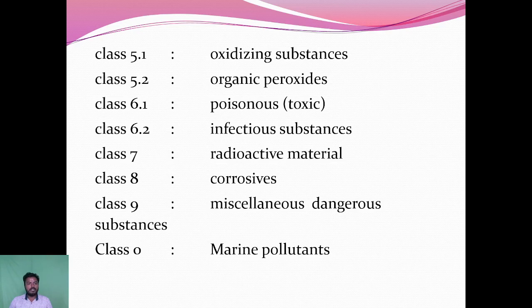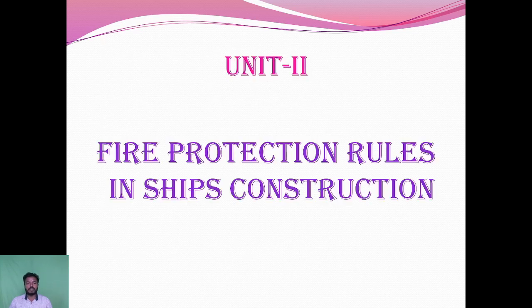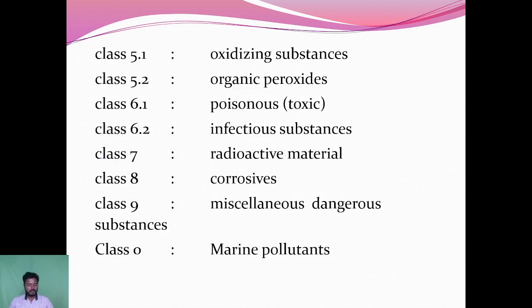Class 5: subdivision 1 is oxidizing substances, subdivision 2 is organic peroxides. Class 6: subdivision 1 is poisonous substances, subdivision 2 is infectious substances. Class 7, radioactive materials. Class 8, corrosives. Class 9, miscellaneous dangerous substances. And 10 is marine pollutants. Okay, thank you.